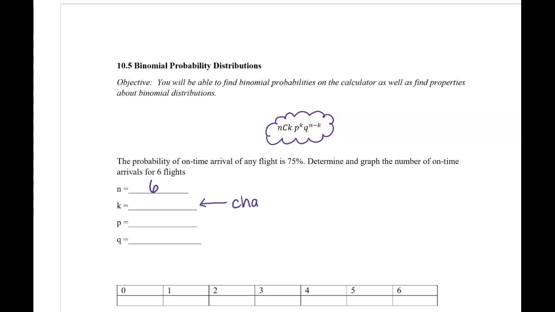And this changes because the number of on-time arrivals is going to change. So it changes, so we need a variable. So we'll use x. P is the probability of success, which is on-time arrival. So that's 0.75. Q is the probability of failure, so 1 minus 0.75, which is 0.25.